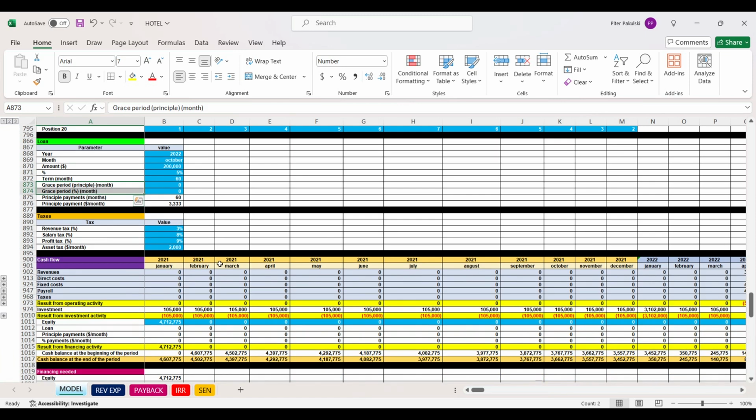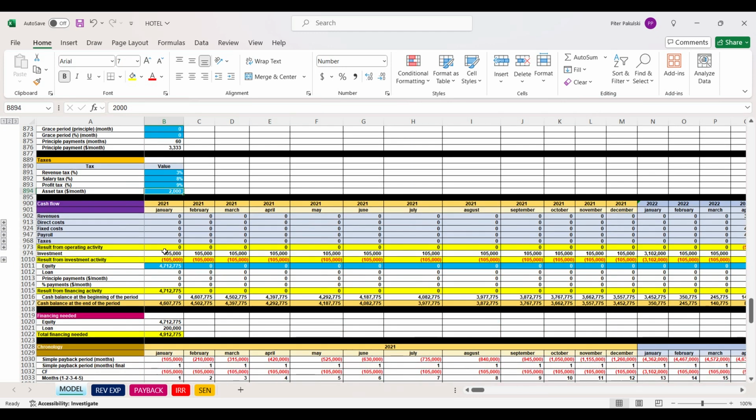Moving to taxes, we have 4 taxes: revenue tax, salary tax, profit tax, and asset tax. For the first 3 taxes, we specify a percentage rate. For asset tax, a monthly value of taxed payments.